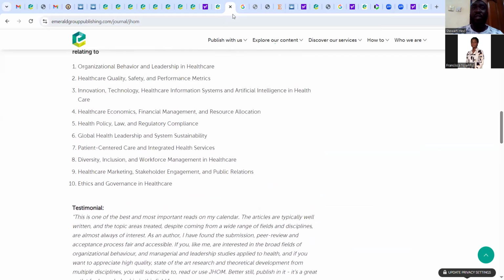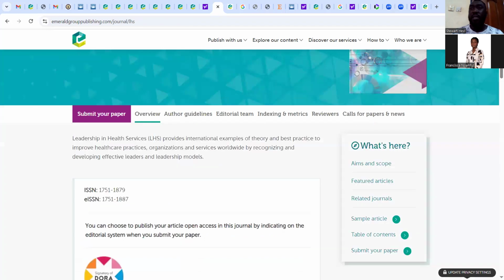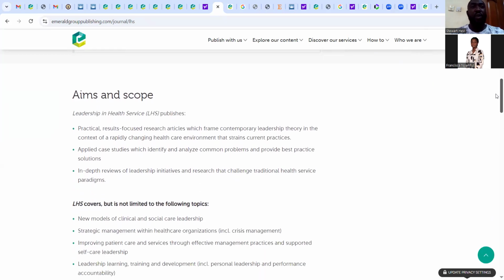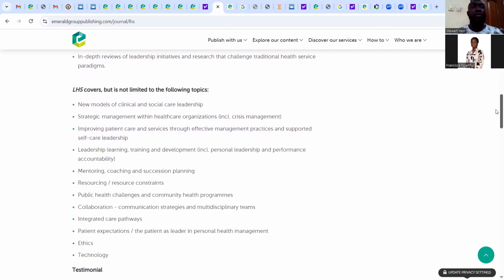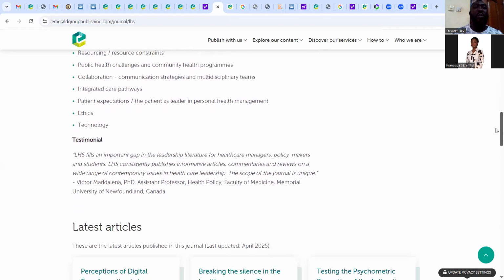Let's go to the first one quickly and look at it. Now let's go to overview. You see clearly that here too, the aim is stated. They are looking for practical, results-focused research articles which frame contemporary leadership theories in the context of a rapidly changing healthcare environment that strains current practices, apply cases, and then the specifics. They want to look at new models of clinical and social care leadership, strategic management within healthcare organizations, improving patient care and services, and all that. So you see all enumerated there.